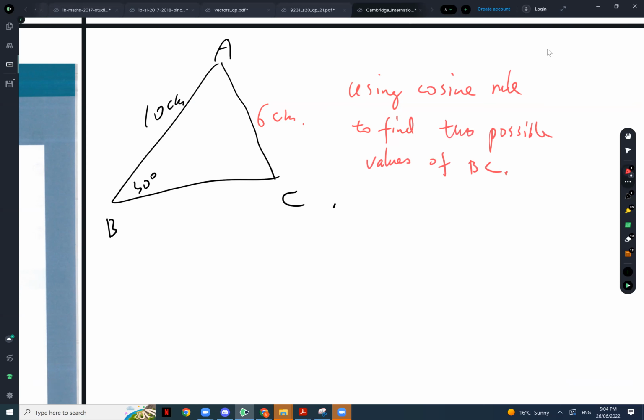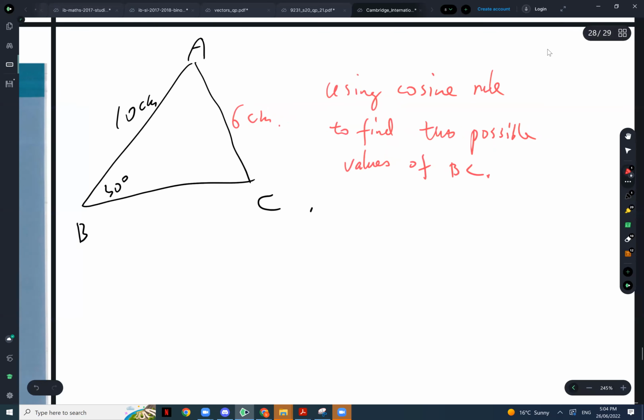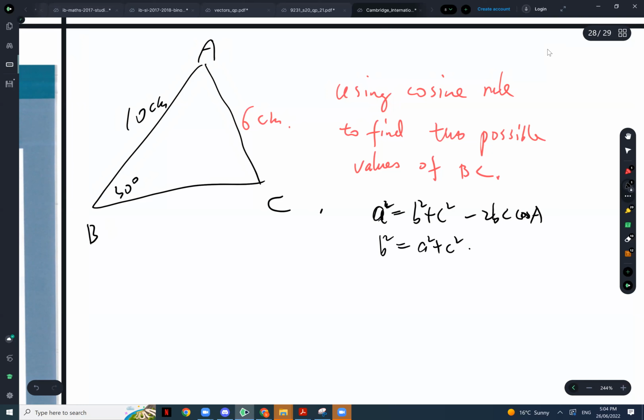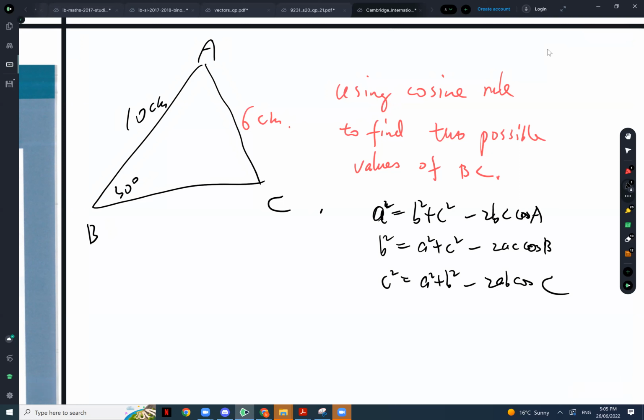Cosine rule we have here. Check what do we have for cosine rule? A squared equals B squared plus C squared minus 2BC cos A. B squared equals A squared plus C squared minus 2AC cos B. C squared equals A squared plus B squared minus 2AB cos C. That's the cosine rule. Okay?